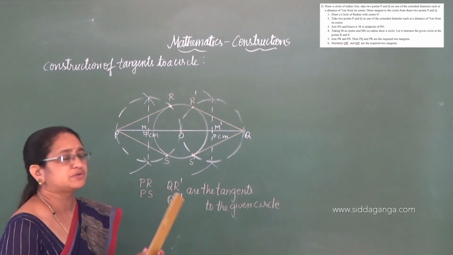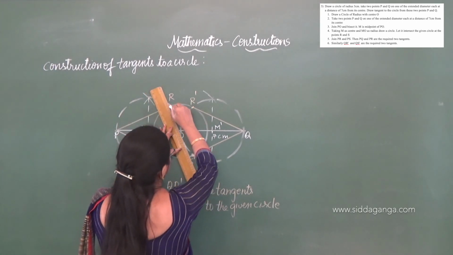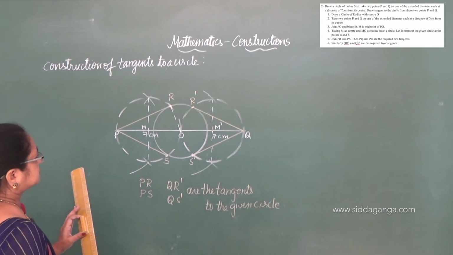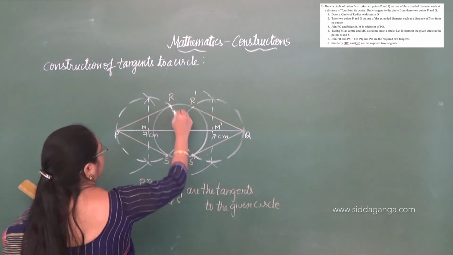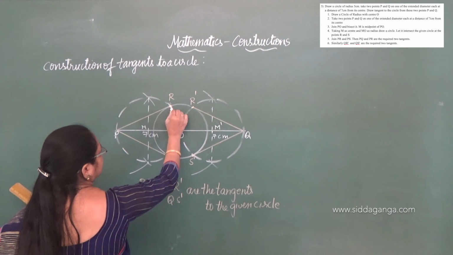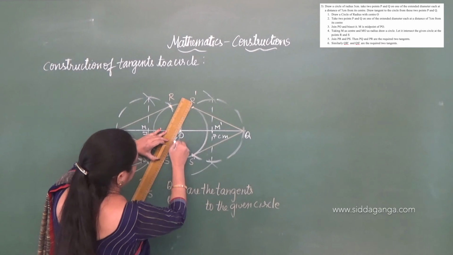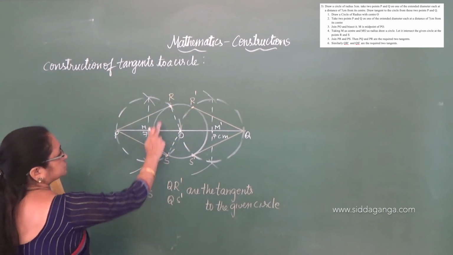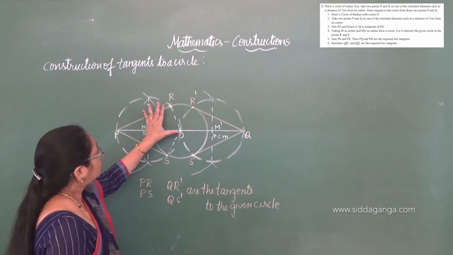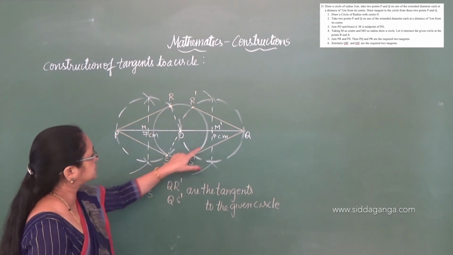So here if you join, now see here, PRO is in the semicircle. So the angle PRO is the angle which is in the semicircle. The same way you can join here also. So these two angles are in the semicircle, so definitely it will be 90 degree. And OR and OS are the radius of this circle, correct?